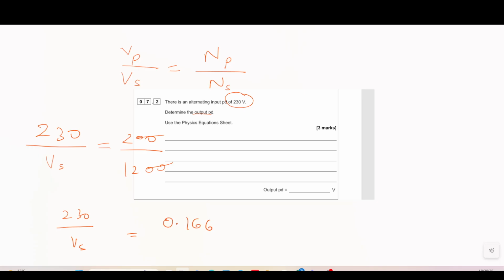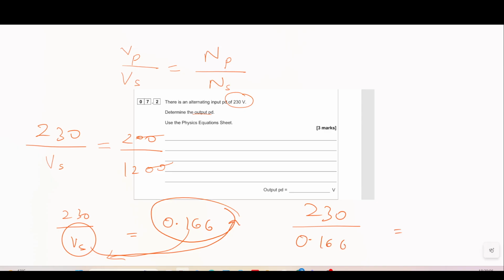So 230, you do 230 times 0.166? No, because Vs is in the denominator. This is very important, see carefully. When this variable is in the denominator, you need to bring it to the numerator. So this will go down, it becomes the opposite. It is up, it'll go down. 0.166 and this Vs goes here.